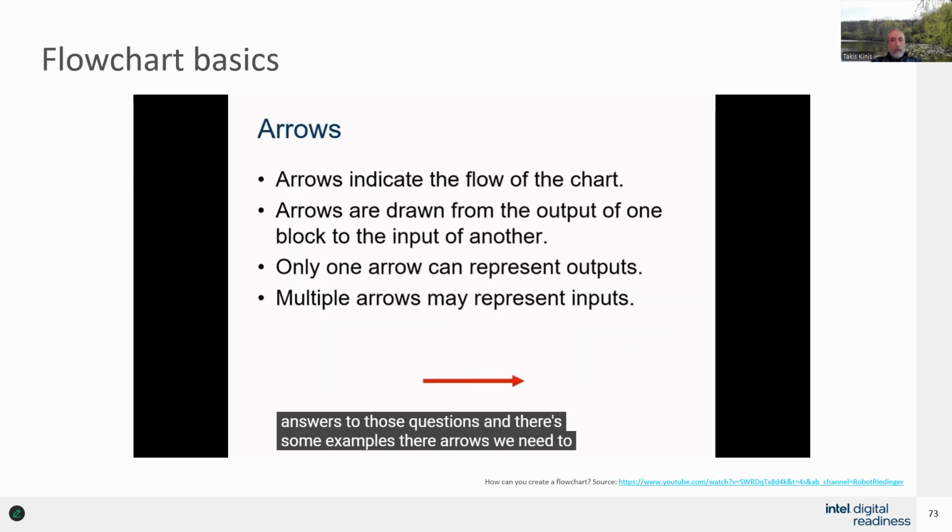Arrows. We need to keep track of the direction of the flow, right? And so arrows do that for us. Sometimes there's one arrow. In case of decisions, there may be two arrows for yes and no. Yes for one direction, no for another.